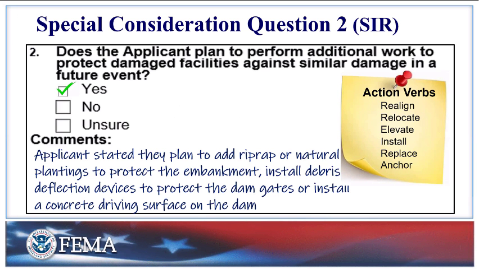Site inspection question number two, we have a yellow sticky here. It talks about using action verbs: realign, relocate, elevate, install, replace, or anchor. The applicant checked yes, and the site inspector documented what the applicant said. The applicant stated they plan to add riprap or natural plantings to protect the embankment, install debris deflection devices to protect the dam gates, or install a concrete driving surface on the dam. Again, this shows the conversation was had.